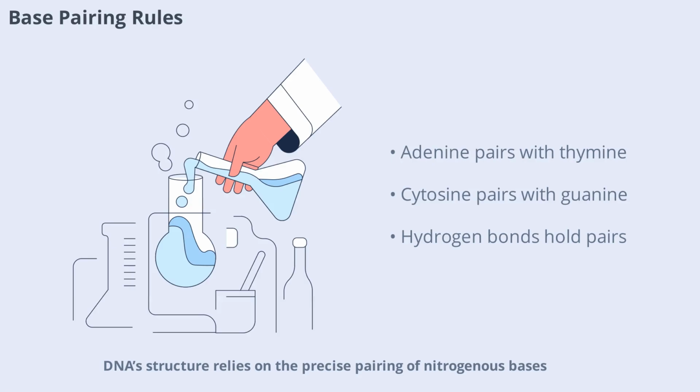DNA's structure relies on the precise pairing of nitrogenous bases. Adenine always pairs with thymine, and cytosine always pairs with guanine. These pairs are held together by hydrogen bonds, creating the rungs of the DNA ladder. This complementary base pairing is crucial for DNA replication and for maintaining the integrity of genetic information. It's like a code that ensures the right message is passed along every time a cell divides.